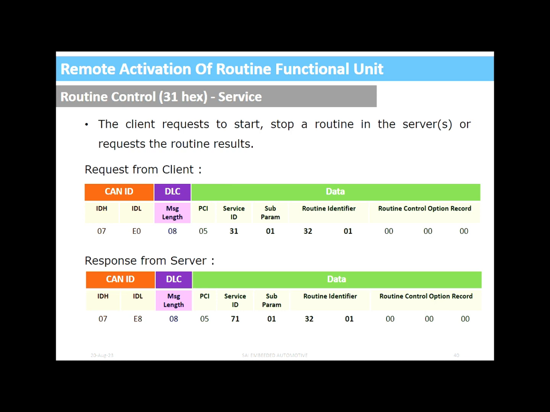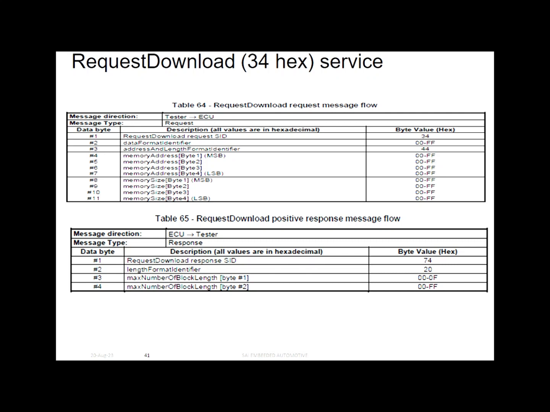So here is the list of NRCs we have, and before going to list out the NRCs, we have the request and response messages for the respective service ID and routine identifiers. Please go through this client and server request message and response message. You can get the detailed explanation.